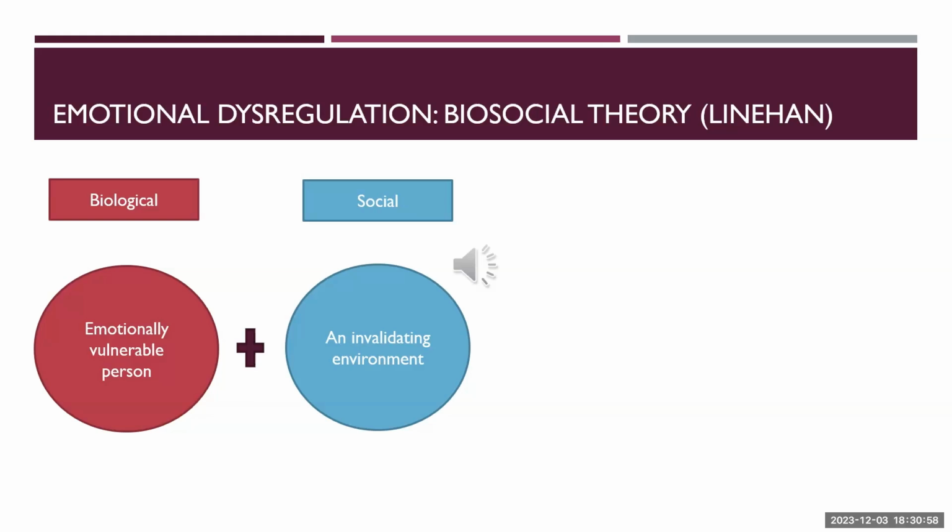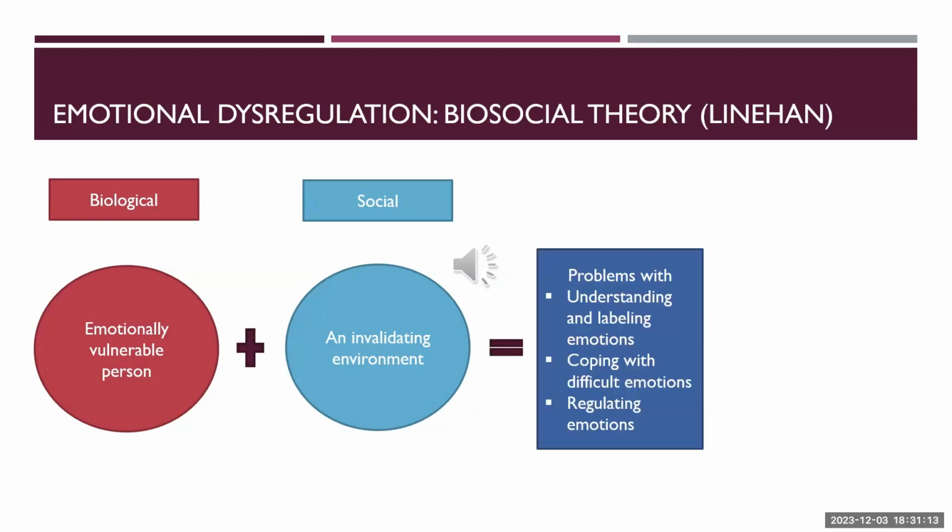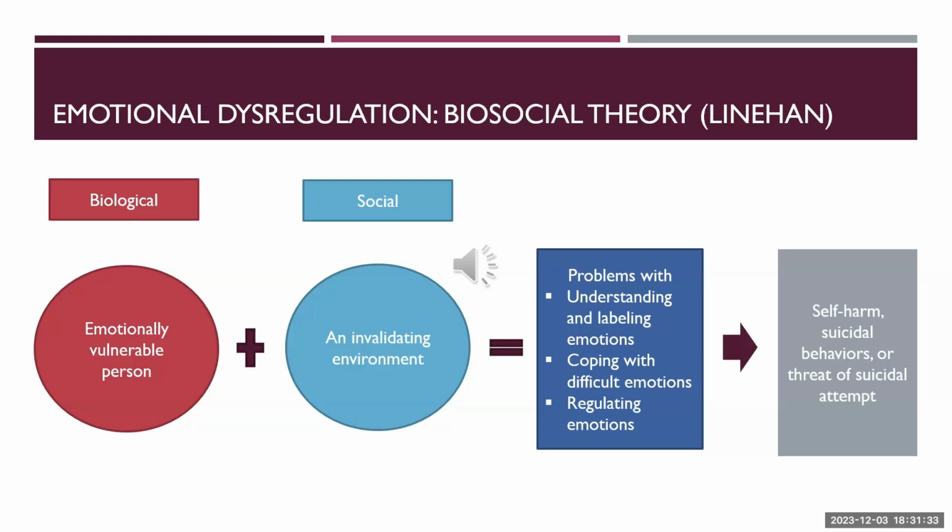When this person grows up in this socially invalidating environment, this person develops problems with the ability to understand and label feelings, coping with difficult emotions, and regulating feelings in general. As a result, this person develops maladaptive coping skills to cope with those very painful feelings that they really don't understand. So those maladaptive coping skills can include self-harming behaviors like suicidal behaviors or making threats of suicidal attempts repeatedly.